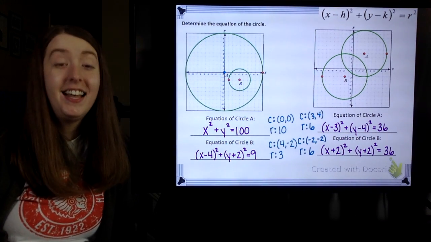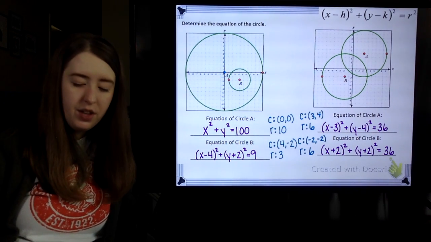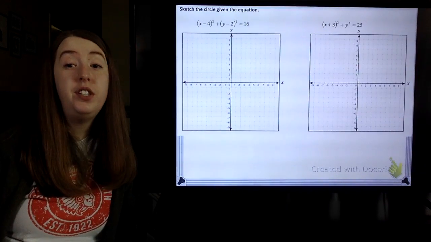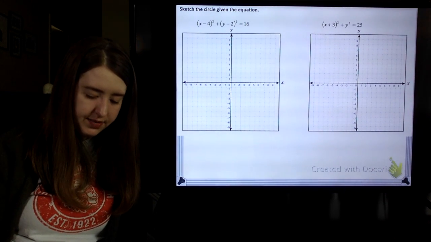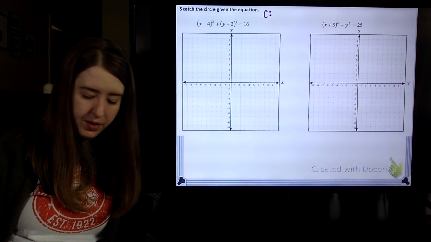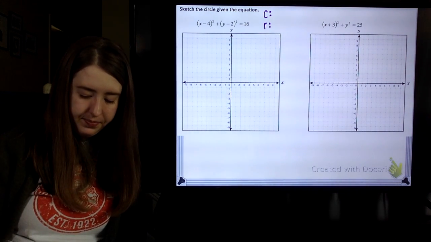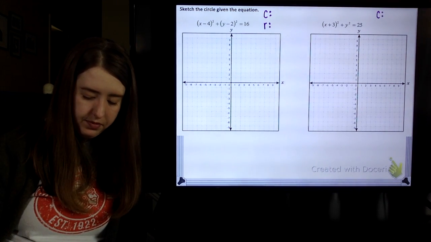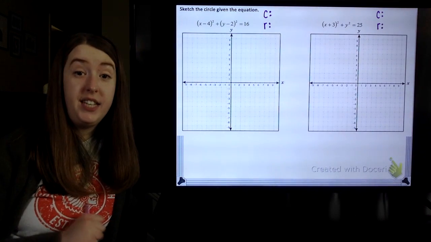Good deal. Last thing we need to learn how to do is how to graph a circle. So here are the things you want to do to be able to graph a circle. You want to know what the center is, and you want to know what the radius is. So first thing, let's find the center and the radius of each of these circles.